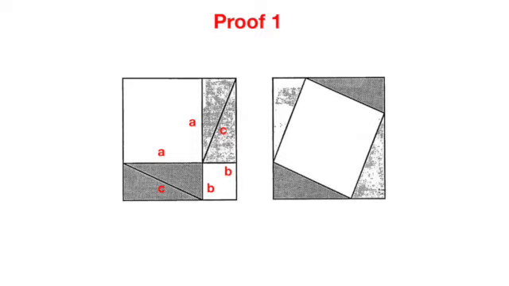We can label the sides of the 4 right angle triangles as a, b, and c, with c as a hypotenuse. The area of the first big square is then equal to a square plus b square plus 2ab, which we get by summing up the areas of the components.